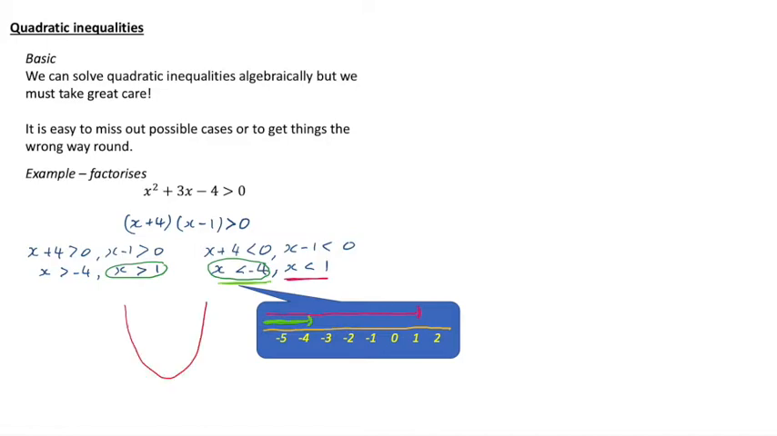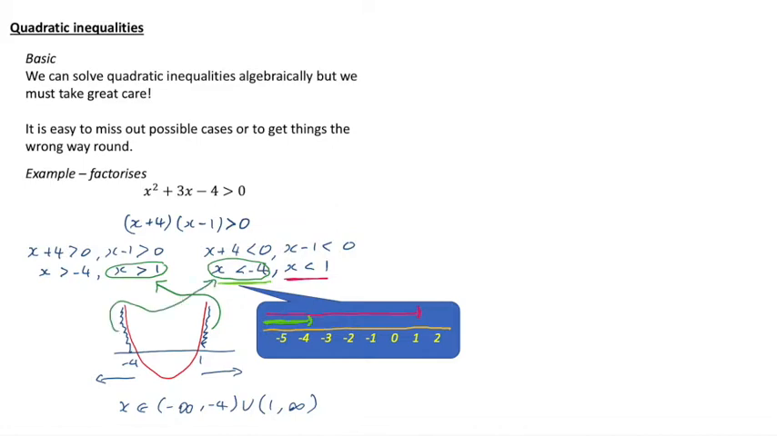Graphically, this looks like this, and this is perhaps why I personally think the graphical method is quite good, safer than the algebraic method. If we just draw ourselves a curve and pop in the roots, we can then say we want the bits above the line, so those two bits, and sure enough, that gives us our answers. In interval form, we'd say x is a member of minus infinity up to minus 4, or between 1 and infinity. And we can see that the right hand side of the quadratic sketch is represented by x greater than 1, and the left hand side by x less than minus 4.